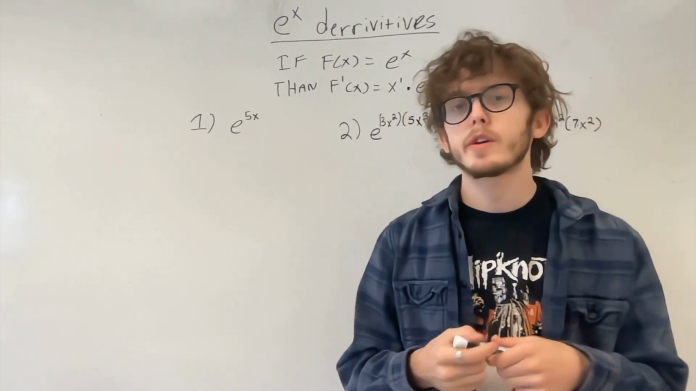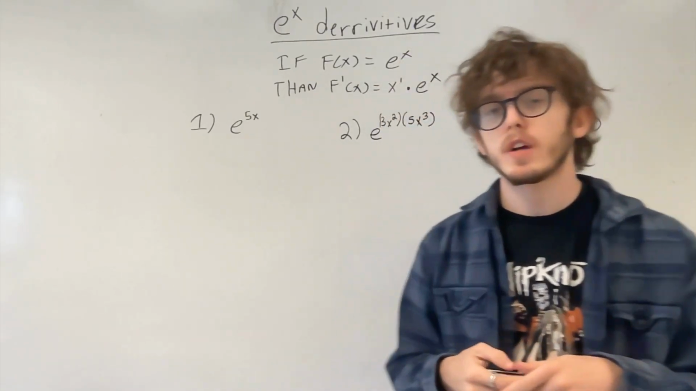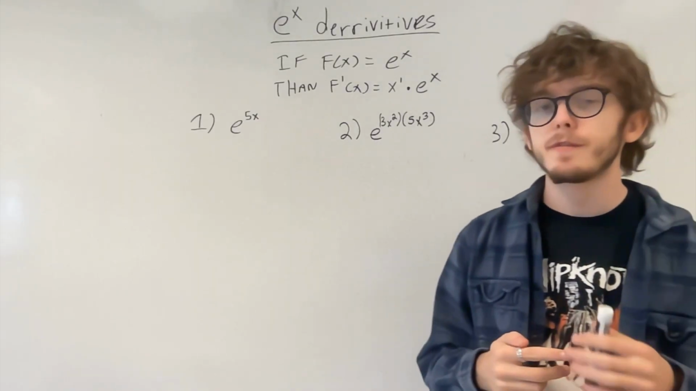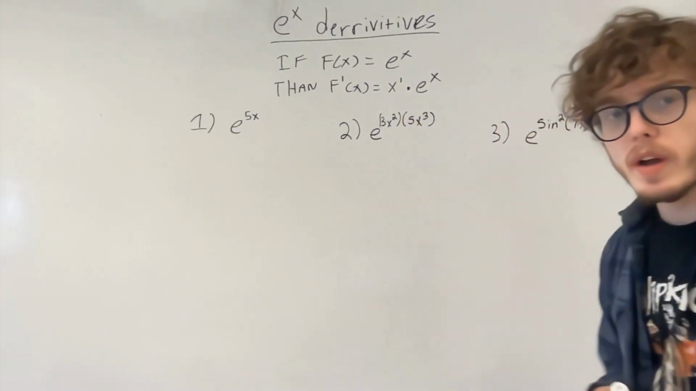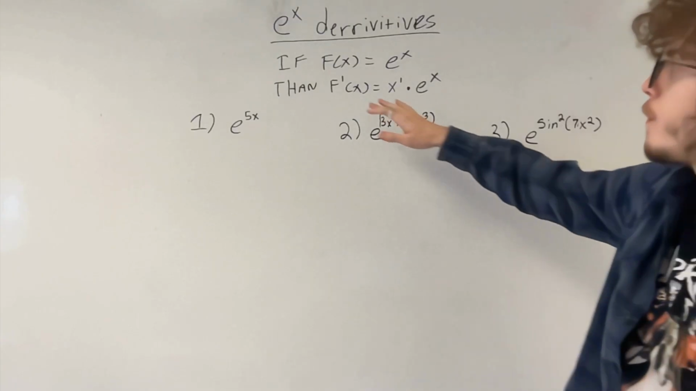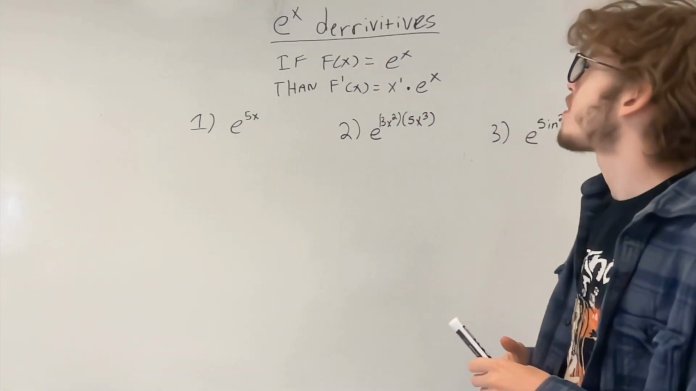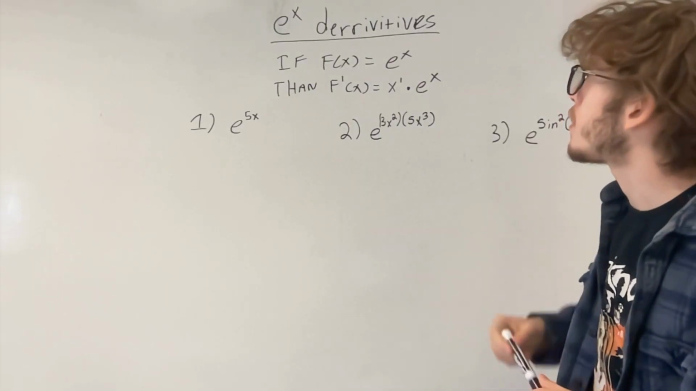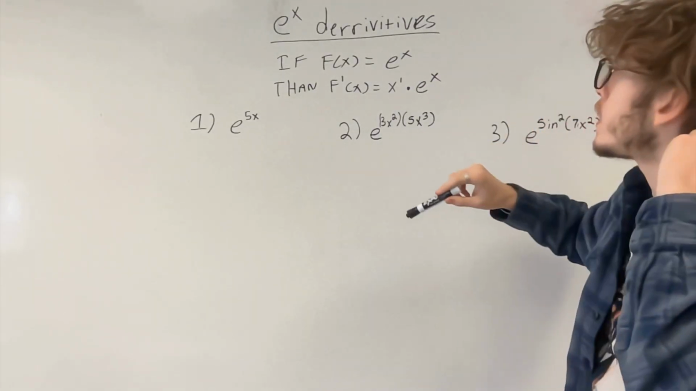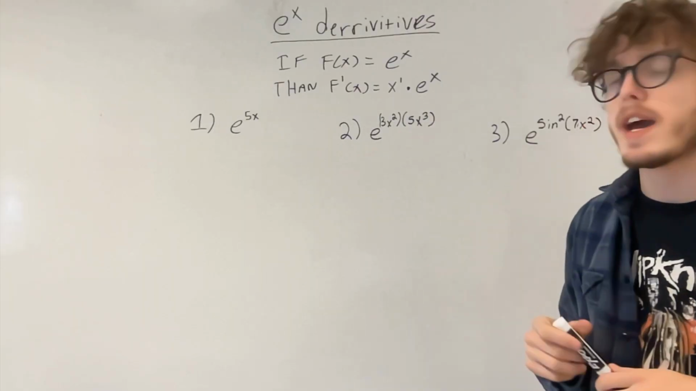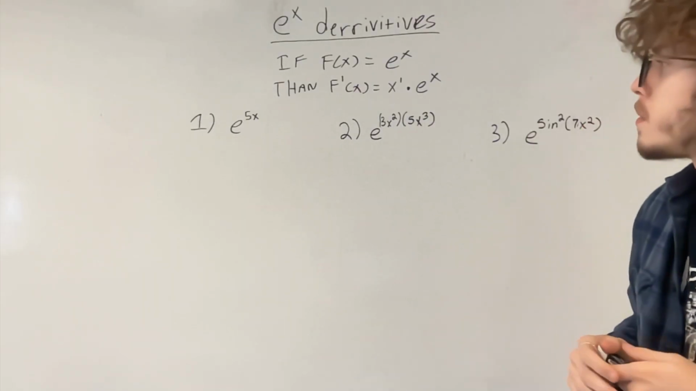Hello, in this video we're going to be going over derivatives of the base e functions. It's quite simple here. For any function f of x where f of x equals e to the x, then f prime of x is equal to the derivative of the exponent itself times e to the x. So let's go through some problems here.